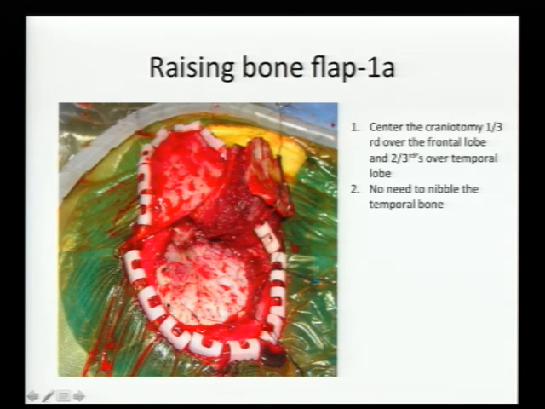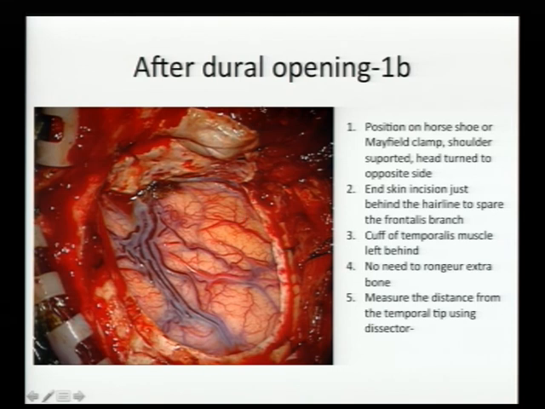So how do we do it? The first, of course, is a craniotomy, as I have told you. We open up, and when we open the dura, this is the kind of exposure we should have. You should see just a bit of frontal lobe and then the temporal lobe. You don't have to nibble the bone to expose the anterior part of the temporal lobe. It's not required. If you start your temporal lobe disconnection here, you will be able to take it out from here.